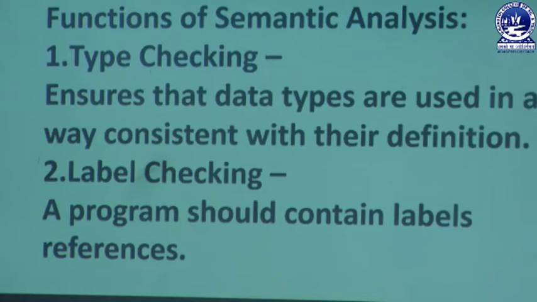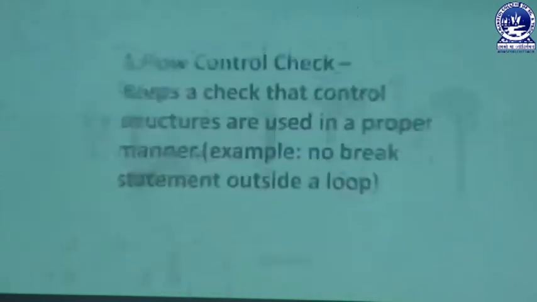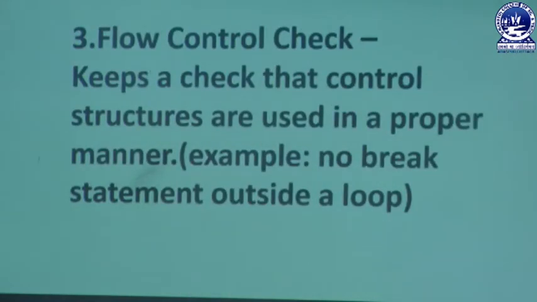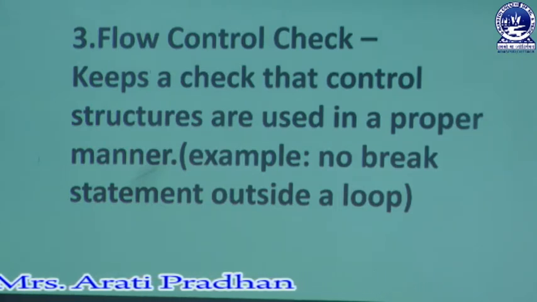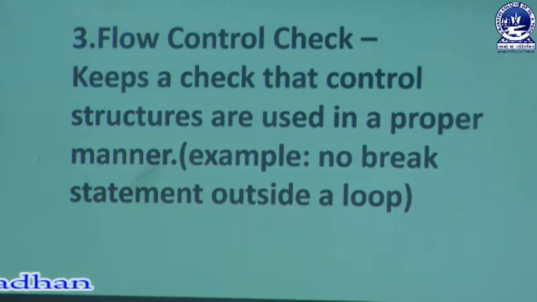Now we will discuss the different functions of semantic analysis. The first one is type checking. What is the meaning of type checking? It ensures that data types are used in a way consistent with their definition. The second one is label checking. A program should contain label references. Next one is flow control check. It checks that control structures are used in a proper manner or not. For example, no break statement outside a loop.